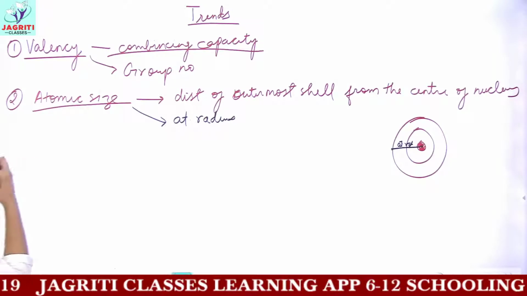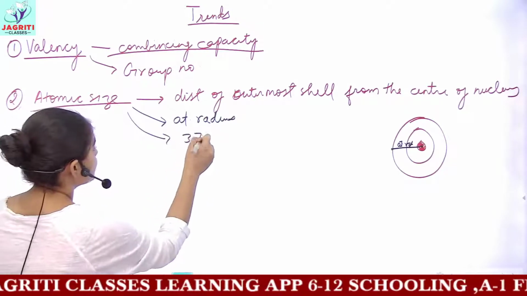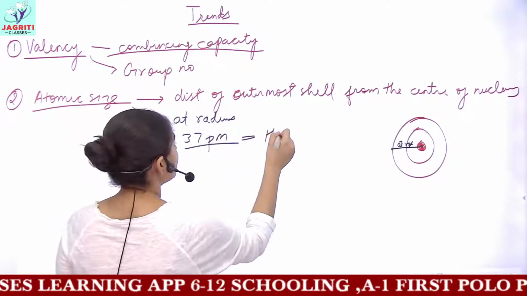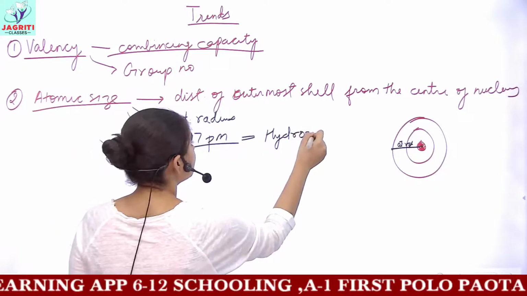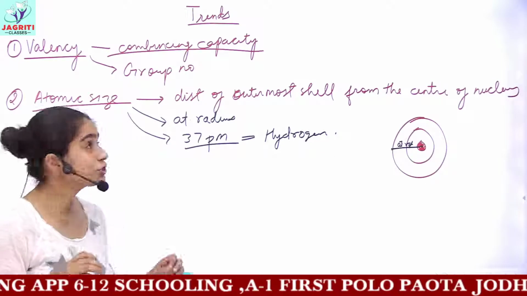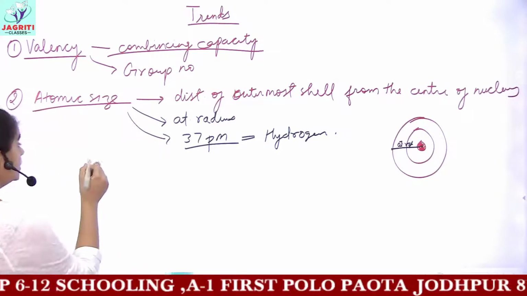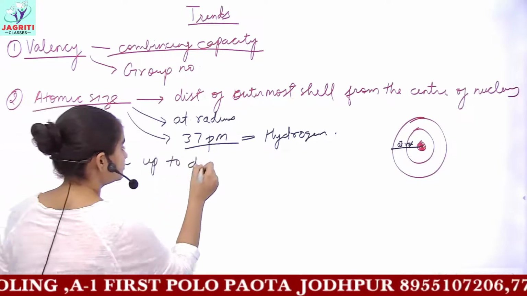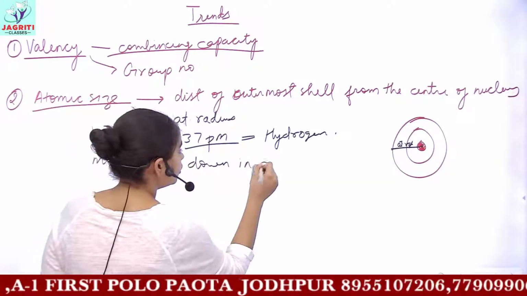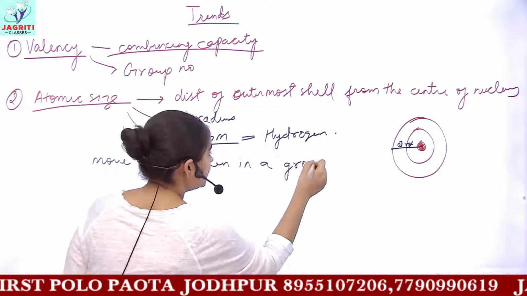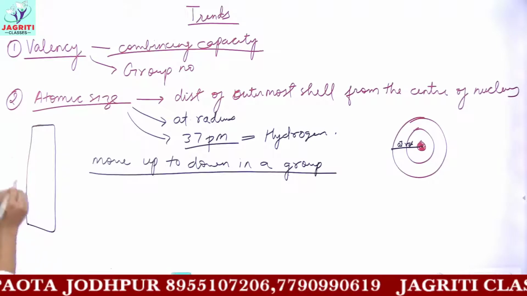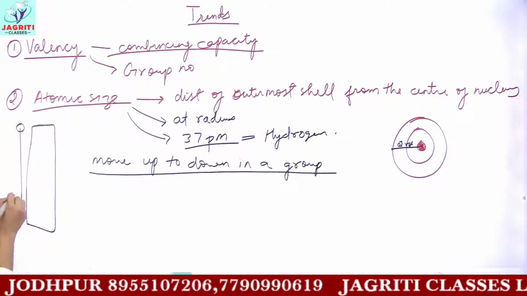It is given that the atomic size of hydrogen is 37 or 35 picometers. This is the atomic radius of the hydrogen atom. So we have to study the trends. That is, if you move from up to down in a group, what would be the effect on atomic size? Let's suppose the group is this and I am moving from up to down.